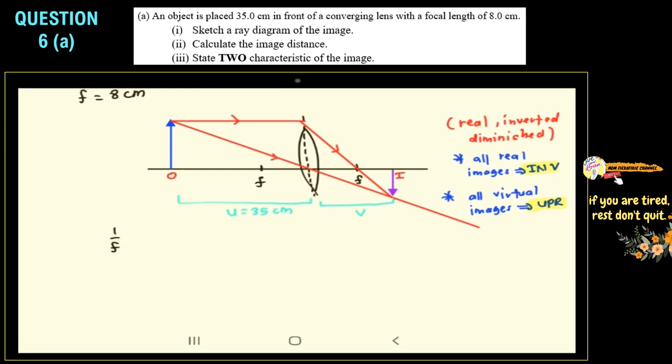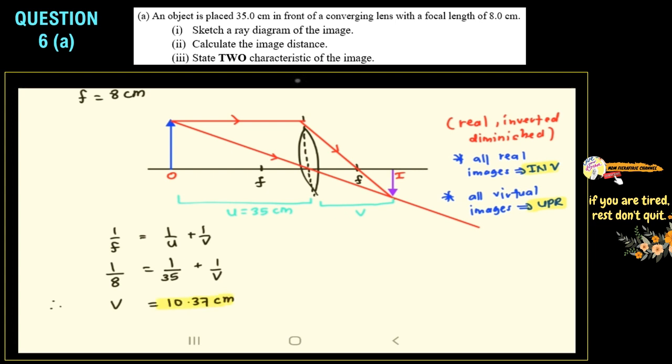So 1 over f equals 1 over u plus 1 over v. Make sure the value of f is positive because it is a convex lens. Okay, so f is 8, 1 over 8 equals 1 over 35 plus 1 over v. Therefore, calculate carefully, v will be 10.37 cm.